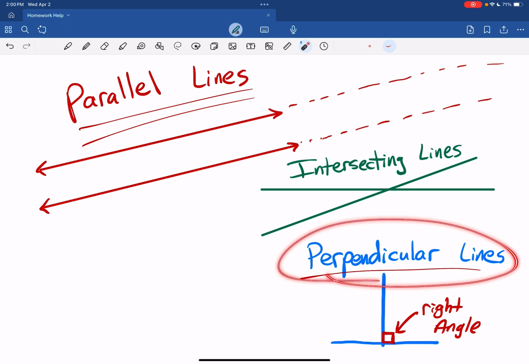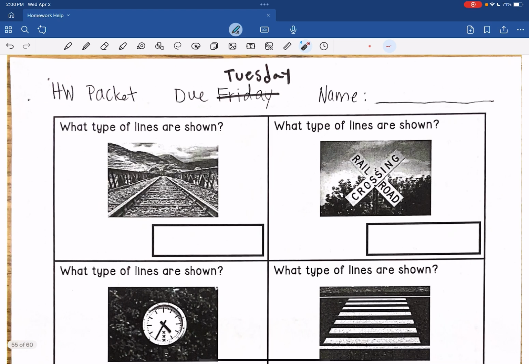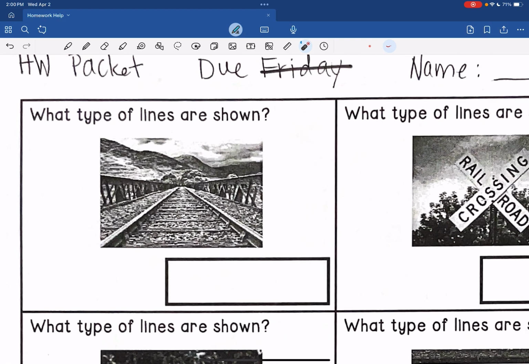So that's perpendicular lines. So for today's activity, we're going to be looking at parallel lines that never touch or perpendicular lines that will cross. All right, so let's look back at the homework, and let's see. This first problem says, what type of lines are shown? Now, it's kind of a hard to see picture because it's black and white, and I see lots of different lines, but I assume what they're talking about are these train track lines right here.